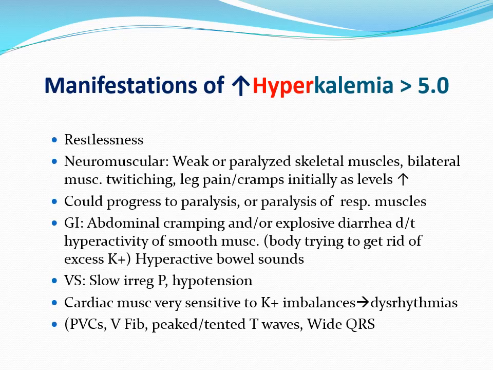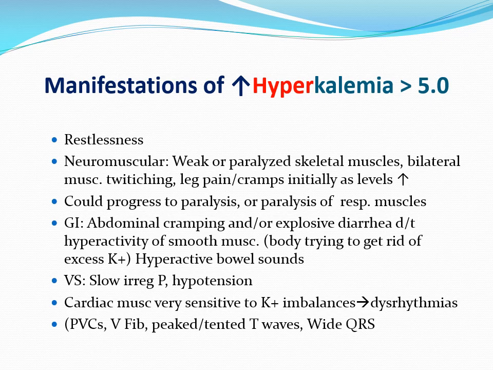Manifestations of hyperkalemia: usually restlessness, neuromuscular signs, weak or paralyzed skeletal muscles, bilateral muscle twitching, leg pain, and cramps initially as levels increase. Could progress to paralysis, including paralysis of respiratory muscles, which is dangerous. GI: you'll have abdominal cramping or explosive diarrhea due to hyperactivity of the smooth muscles, aka your body's trying to get rid of that excess potassium. You'll hear hyperactive bowel sounds.